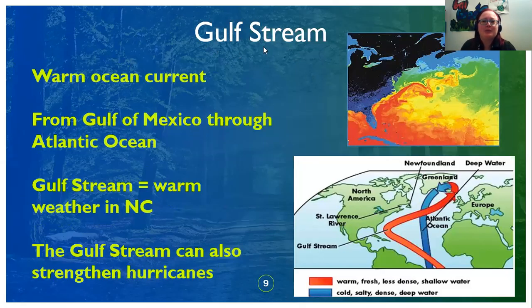Wow. Okay, the Gulf Stream, a warm ocean current from the Gulf of Mexico through the Atlantic Ocean. And the Gulf Stream brings warm weather to North Carolina, NC stands for North Carolina, but I think the Gulf Stream can also strengthen hurricanes.